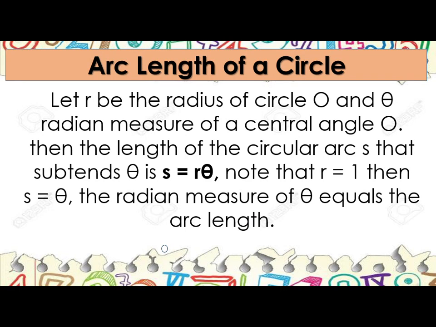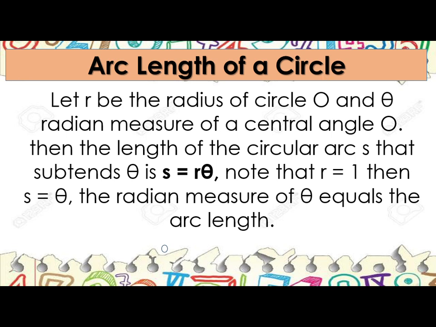It's stated here that if you let r be the radius of a circle O and theta the radian measure of a central angle, then the length of the circular arc s that subtends the central angle is equivalent to this. So if you're looking for the arc length of a circle, given the radius and the central angle represented as theta, you just need to multiply them to have the arc length of a circle. Please keep in mind that the central angle should always be converted into radians.